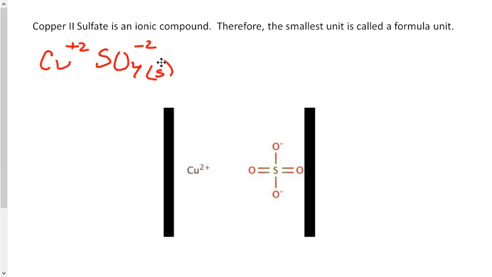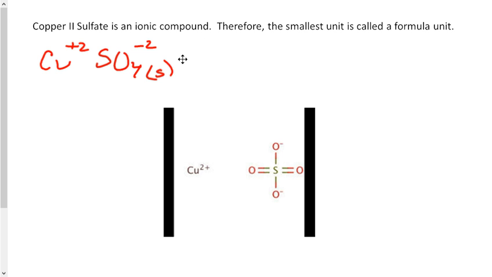Now this is an ionic compound, so what does that mean? Well, the sulfate polyatomic ion actually looks like this. Here's SO4. And the copper +2 is attracted to the SO4 by plus and minus interactions. So it's an ionic compound as the copper +2 is attracted to the SO4, and it's therefore called a formula unit. So the smallest unit of an ionic compound is called a formula unit.